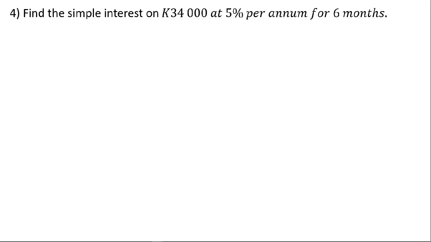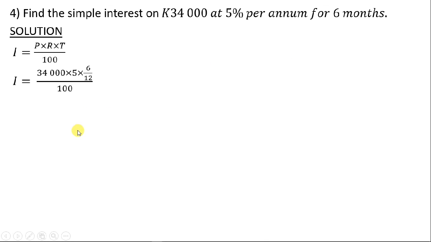We go to another question. Question 4. Find the simple interest on 34,000 kwacha at 5% per annum for 6 months. Now, simple interest has to be calculated in years all the time. So if you have been given months, you are supposed to convert these months into years by dividing the months by 12. Let's do that. So we are saying I is equals to P times R times T over 100. Where there's P, we'll replace our 34,000. Where there's R, we'll put our 5. And where there's T here, we'll put 6 divided by 12 to convert the months into years.